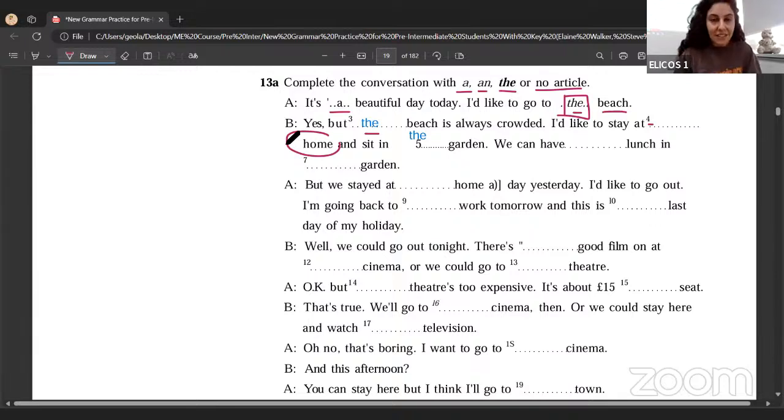So I'd like to stay at home, because that was one of the nouns where we don't need to say a, an, or the. So yes, I'd like to stay at home and sit in the garden. I'm very specific, not just your garden or any garden, like my home, in the garden of my home. You know exactly which one I'm talking about. Okay. We can have lunch in the garden. Yes, good. So lunch, we don't need to say an article.